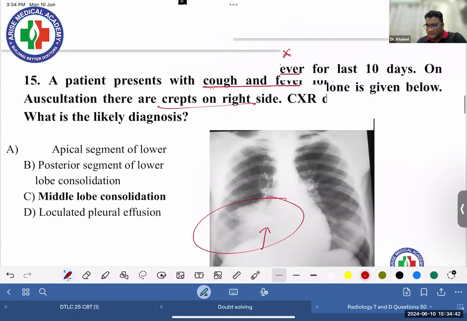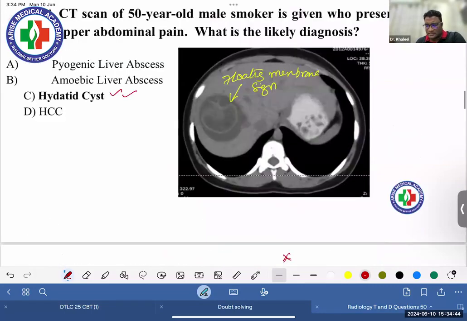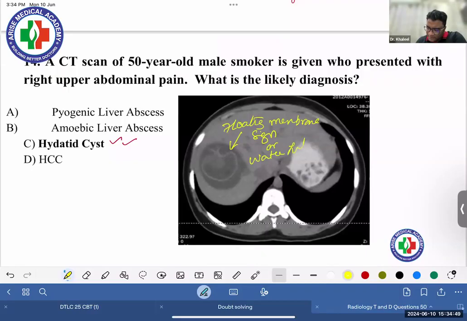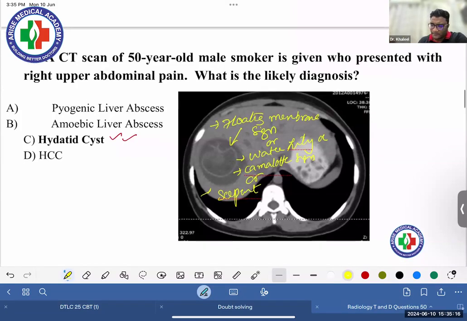Flower vase sign, this is the water lily sign, also called by many names. All of this is the same only, water lily or camalote, lotus sign, or serpent sign. Just remember all of these are highlighted. So flower vase is the IVP image of horseshoe kidney, right? Flower vase is different. But floating membrane sign, water lily sign, camalote sign, or serpent sign, these are all features of hydatid cyst. Flower vase sign is the IVP image. The shaking hand sign and flower vase sign are for horseshoe kidney.